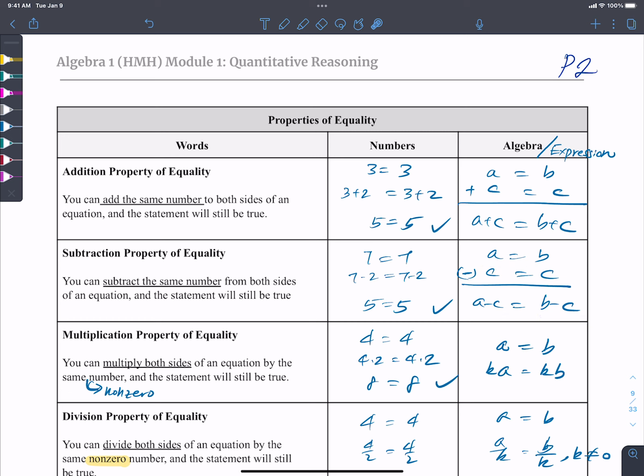Okay? It doesn't have to be non-zero, but generally it is. Almost all of the time that we do it, it will be non-zero.